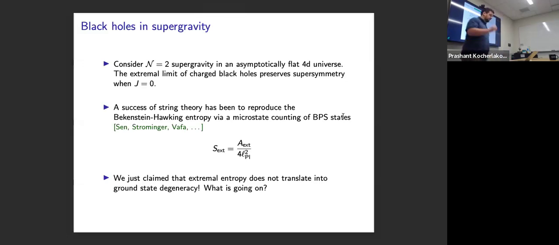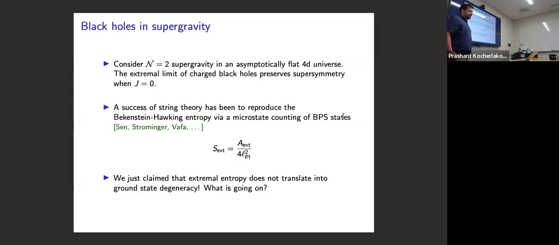Before I describe the upcoming work, for those of you interested in string theory, let me mention what happens with supergravity. So consider in four dimensions N=2 supergravity in an asymptotically flat universe. Then the extremal limit of black holes preserves some supersymmetry if they are non-rotating. One of the successes of string theory has been to reproduce the Bekenstein-Hawking entropy at extremality by macrostate counting of BPS states out of so-called D-branes in string theory.